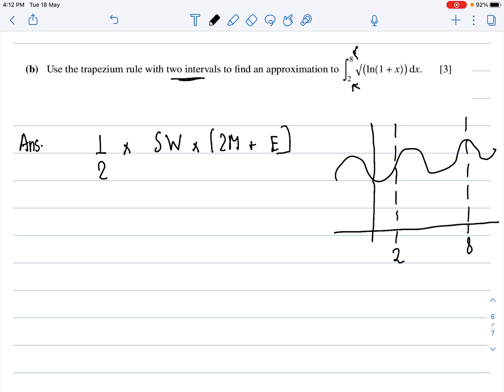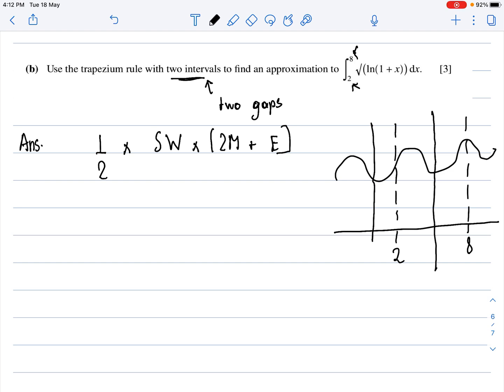Got it? So now I need two intervals. Two intervals basically means two gaps. Okay? So now if I want two gaps, that means if I make a line here in the middle, I'll have a gap 1 here and a gap 2 here, correct? So I have made two intervals. But now this line should be the midpoint of 2 and 8.